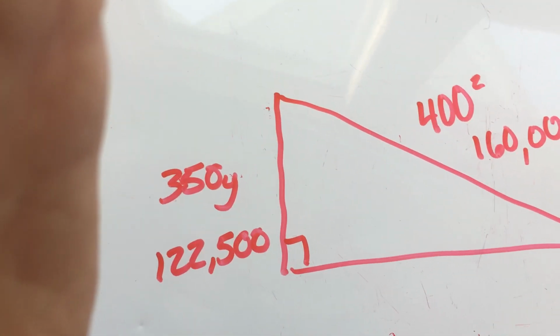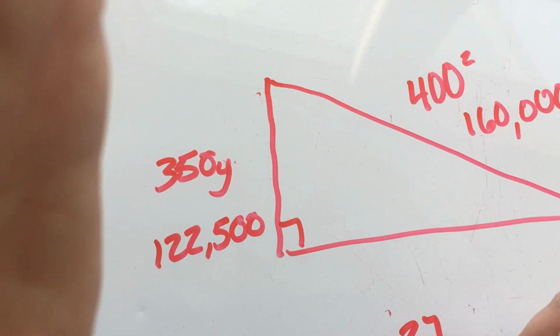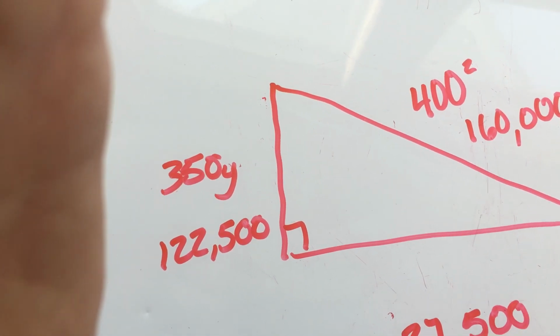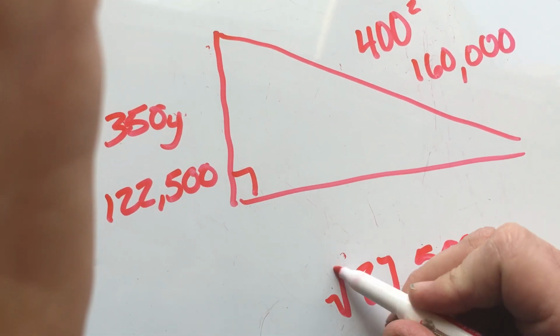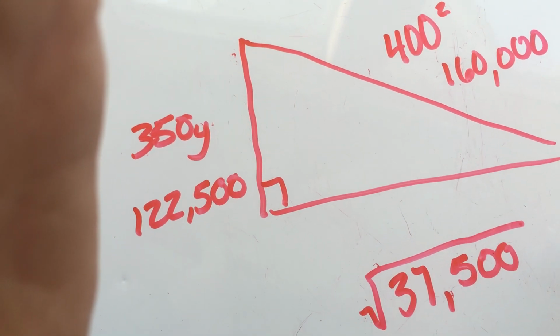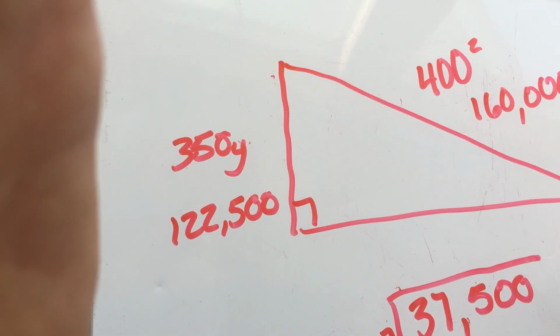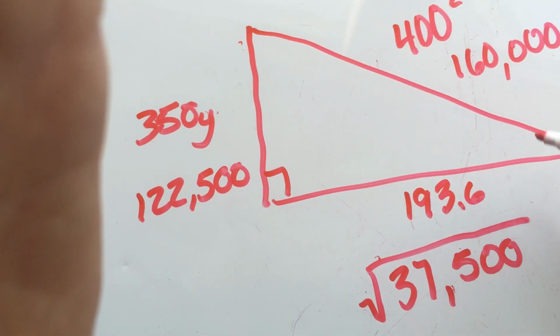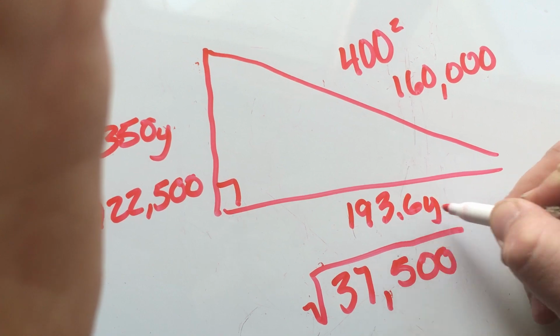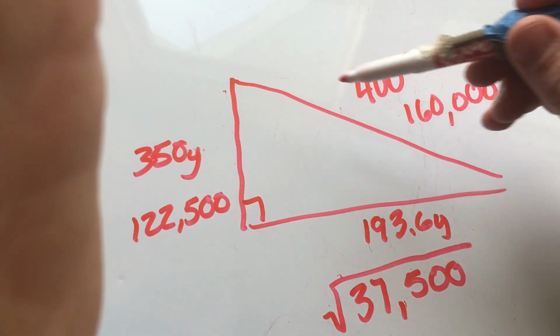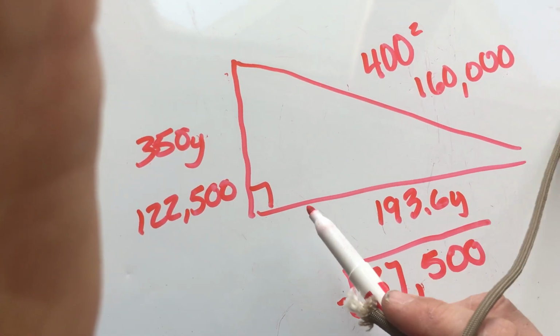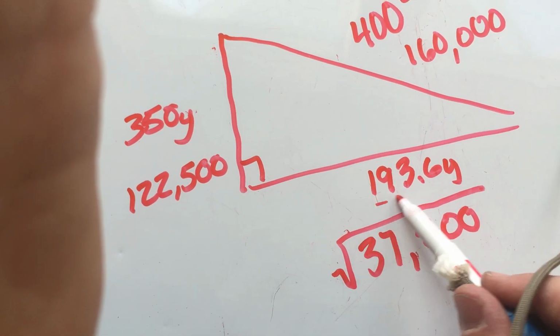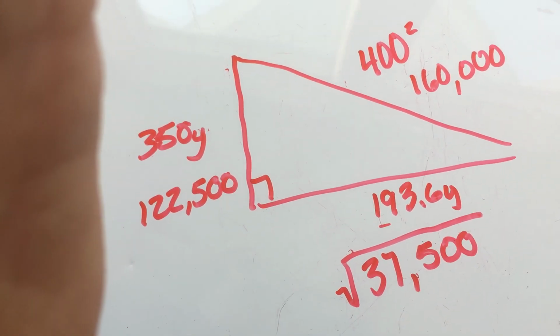So 160,000 minus 122,500 gives us a number of 37,500. And if I again take the square root of 37,500, that's going to give me a number of 193.6. All right, and that's going to be yards. So you would be taking a 400-yard shot, but you would be holding for elevation of a 193-yard target. Okay, so hopefully that makes sense to everybody.